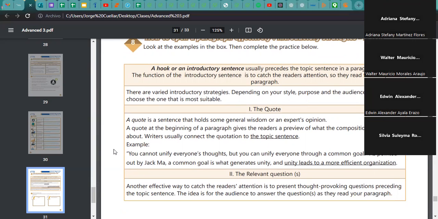Yes, teacher. A hook or an introductory sentence usually precedes the topic sentence in a paragraph, right? Paragraph, yeah. The function of the introductory sentence is to catch the reader's attention so they read the complete paragraph. There are varied introductory strategies depending on your style, purpose, and the audience. You will choose the one that is most suitable.